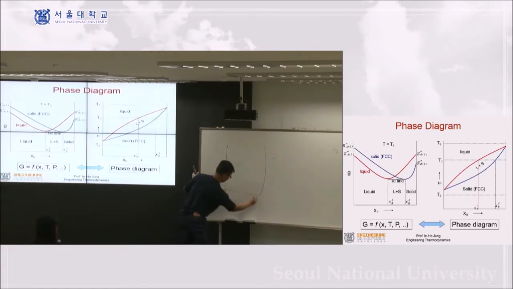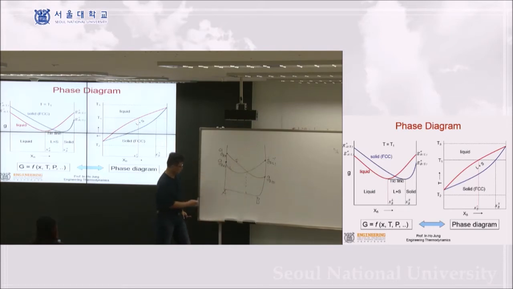So when you have AB again, this is G of the solid. One way you can think of it is that this is liquid and this is solid. Below this composition, liquid has lower Gibbs energy than solid, so it looks like the liquid and solid phases exist in this way.